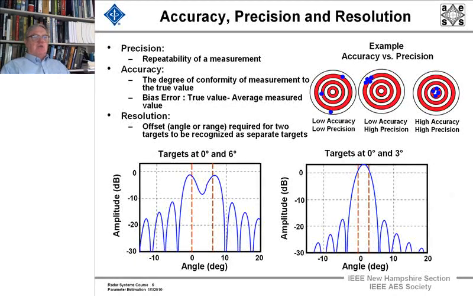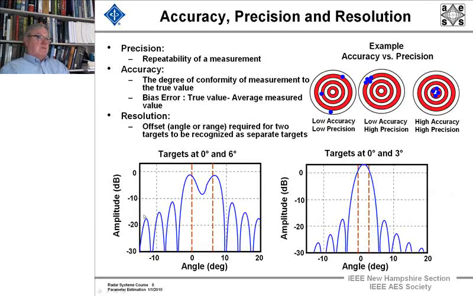So accuracy tells you, are you really looking exactly where the object is that you want to measure? And the bias error is the true value minus the average measured value. In other words, you think the target's here, but it's over in another direction. There's a bias error. And these bias errors have to be calculated for range instrumentation radars and subtracted out so one can understand what the true value is.